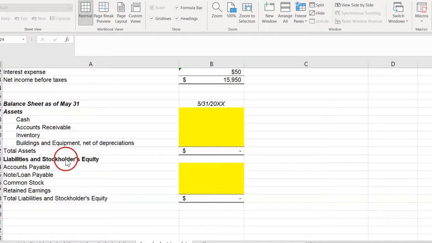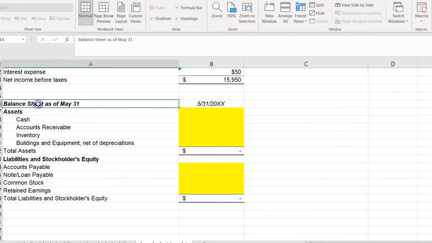So the last new budget that we're going to touch on will be the balance sheet. So this is putting everything together. We're doing our balance sheet for the end of the period, so our balance sheet as of May 31st. So we're going to get all of these pieces from the other sub-budgets within the master budget.